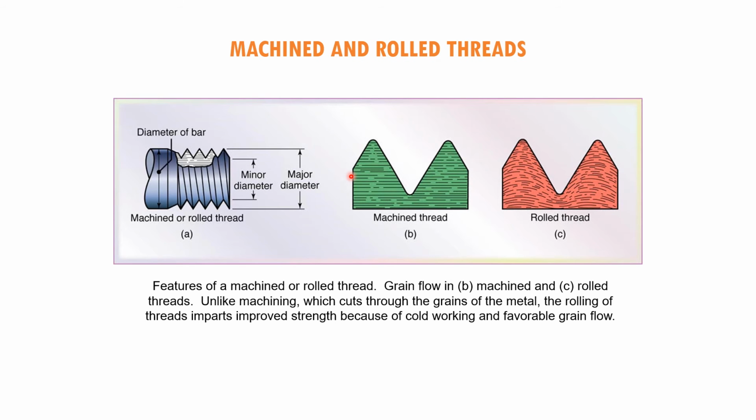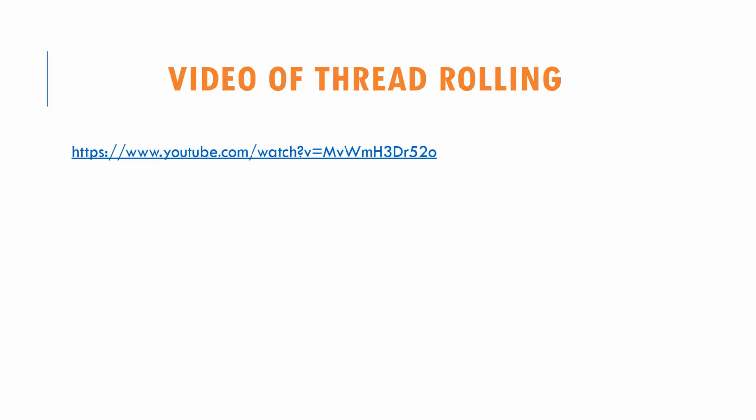Let us look into the grain flow inside the thread that has gone through machining and also thread rolling. In the machined part, when we perform the machining, we cut through the grain, so this will weaken the work material. Compared to the rolled thread, the grain flow is deformed like this, which makes the metal stronger. You can look into the video for thread rolling inside this link.